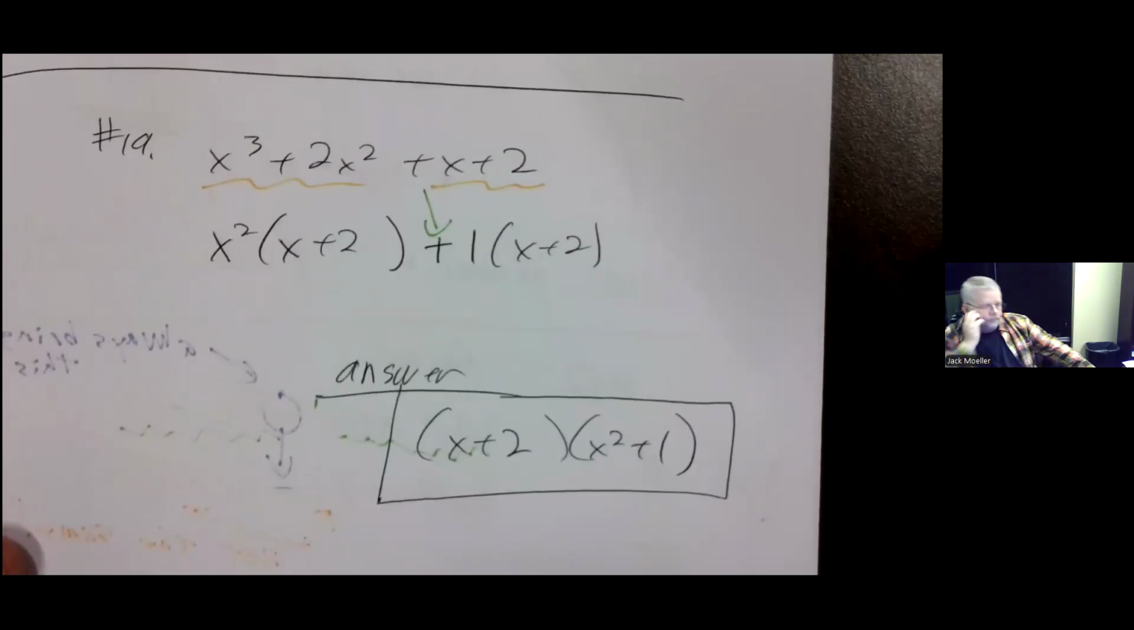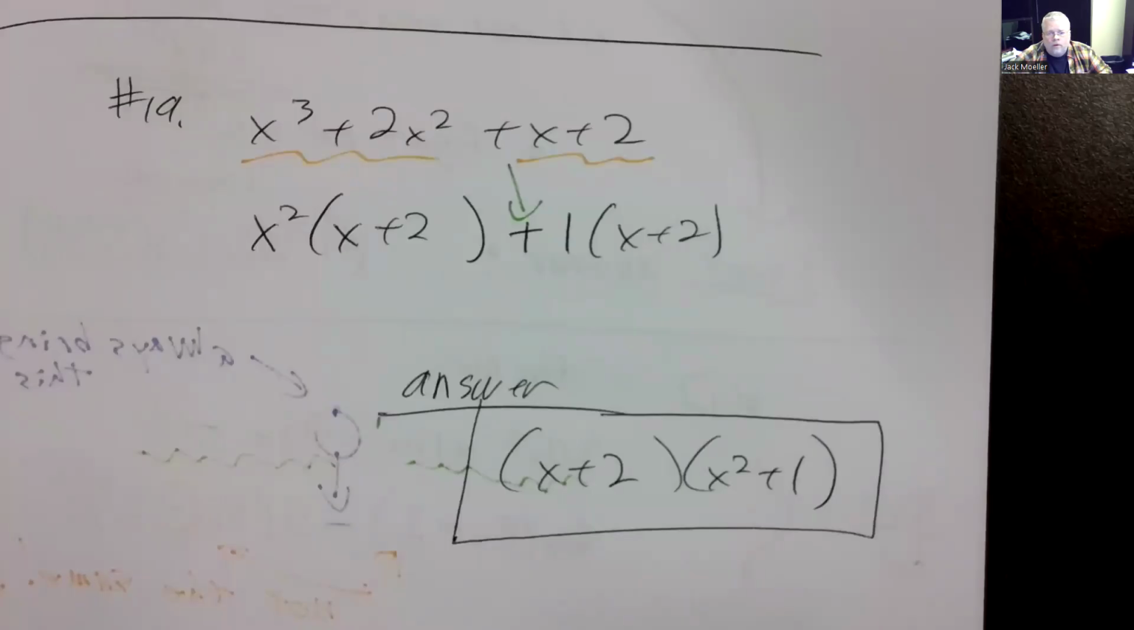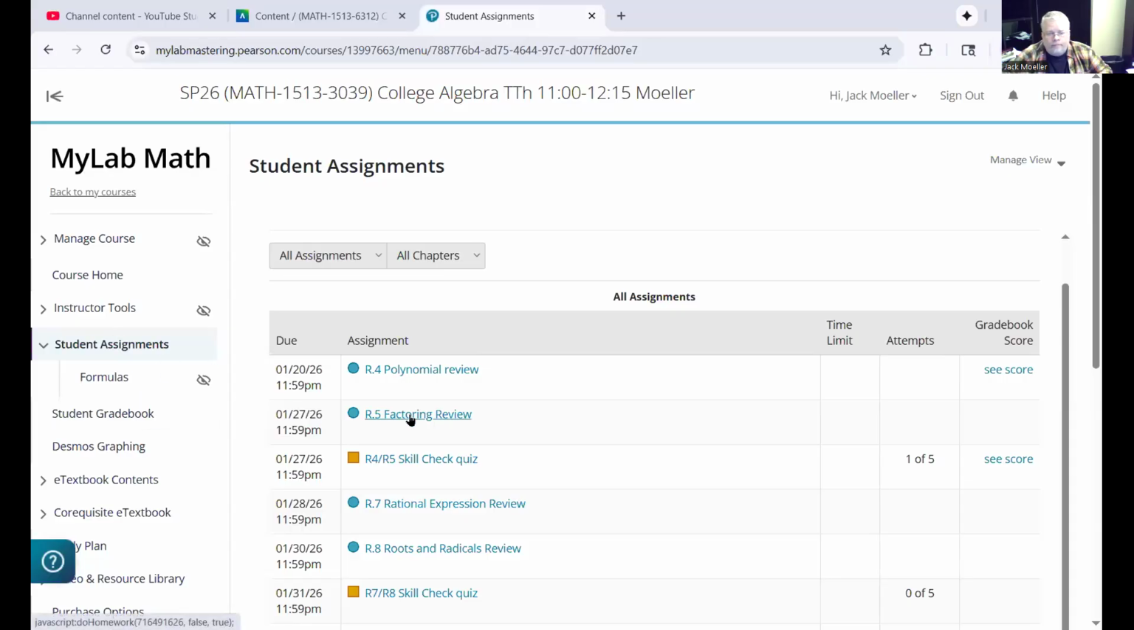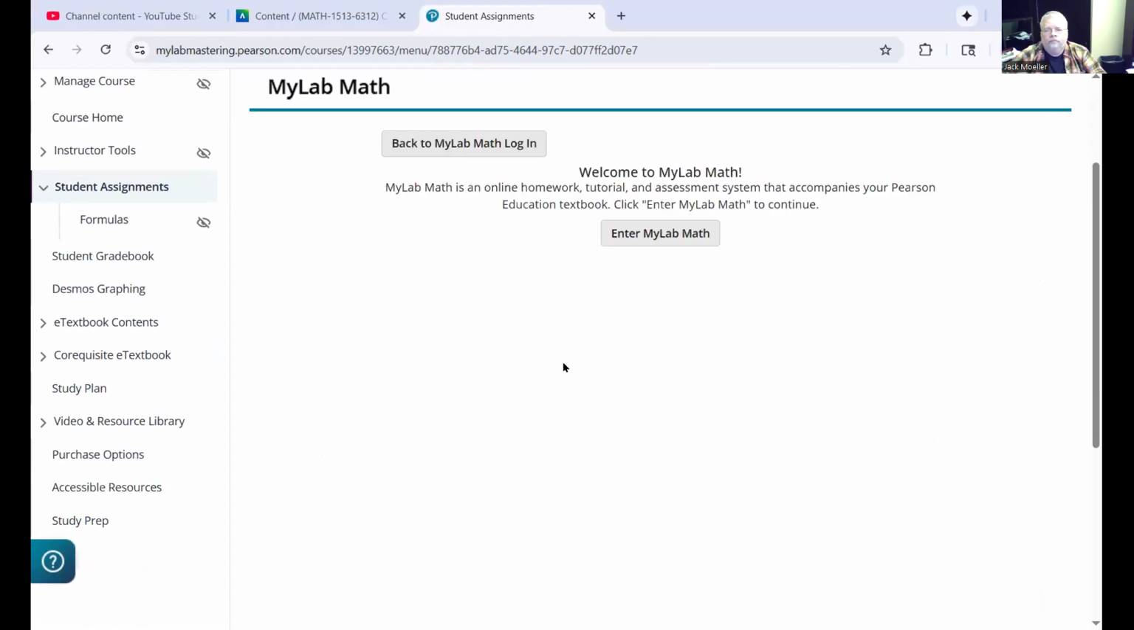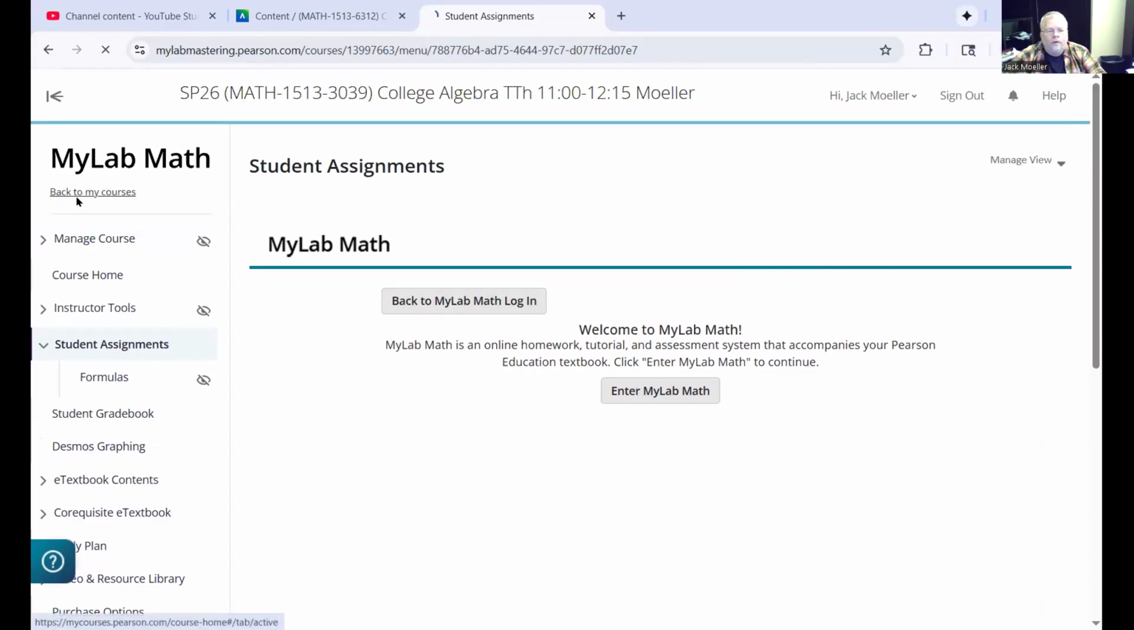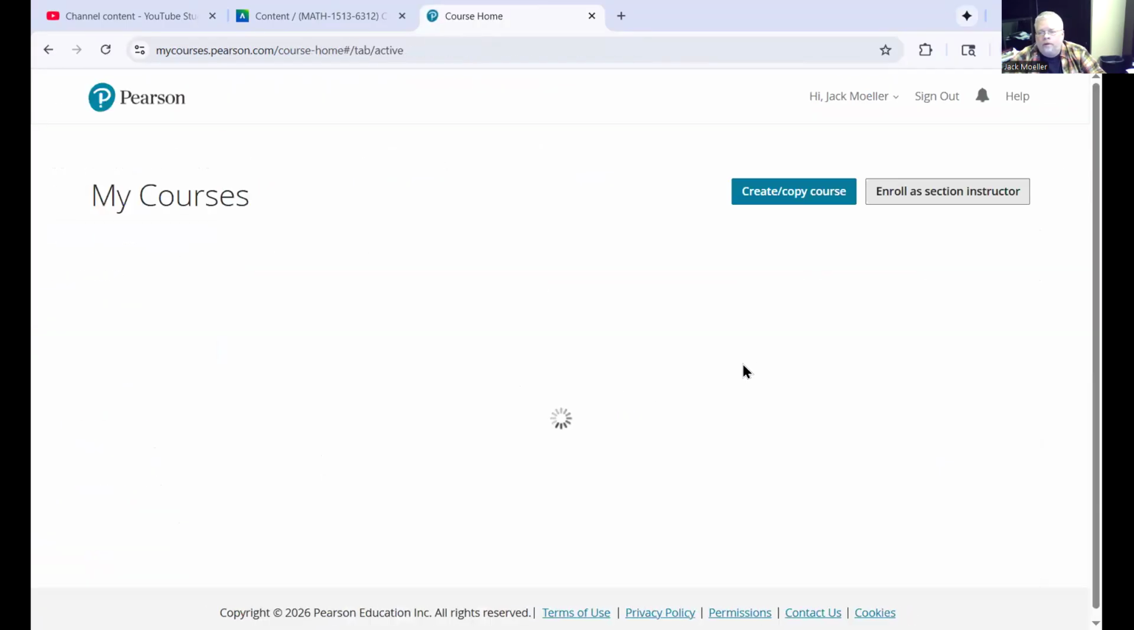All right, so hopefully that helps. Now let's get into MyMathLab and see if there's anything I missed. I think there should be at least one problem with the negative in there that I want to talk about. So in the homework in MyMathLab, this is the R5 factoring review. So log back in real quick.